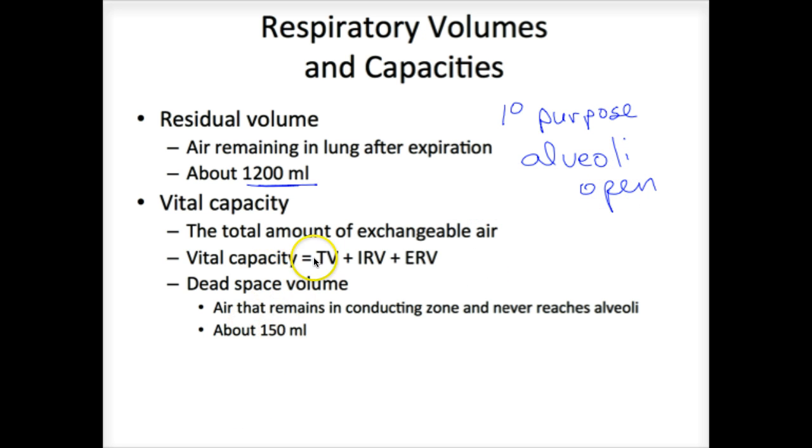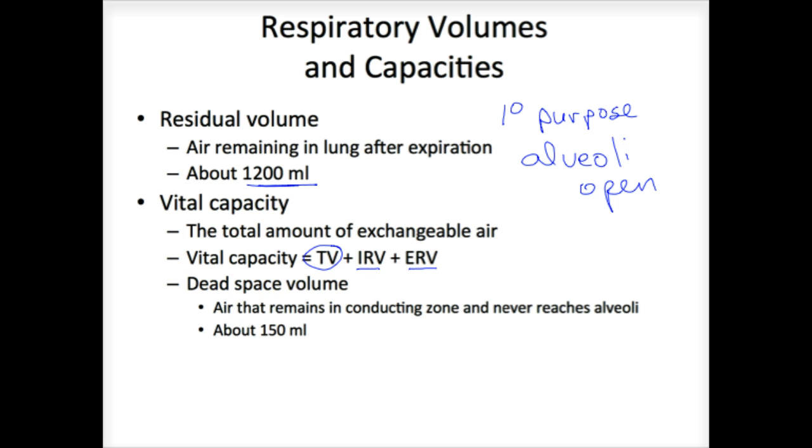Now, the vital capacity is basically the total amount of exchangeable air. Notice that the inspiratory reserve and the expiratory reserve are beyond the tidal volume. So this is the amount I can inhale past the tidal volume, and this is the amount I can exhale past the tidal volume. Those three together are known as the vital capacity.